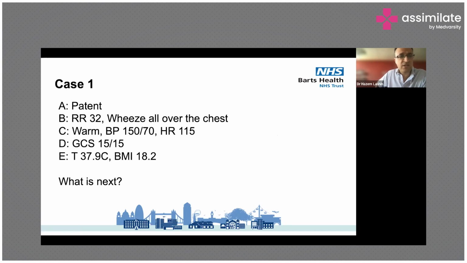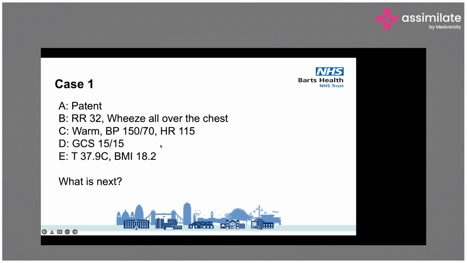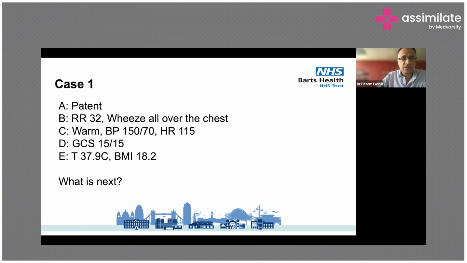C is for cardiovascular. The patient is warm. The blood pressure is 150 over 70 millimeters of mercury, heart rate 115 beats per minute. D is for disability. The patient's GCS is 15 out of 15. E is for exposure. Temperature is 37.9 degrees. The patient's BMI is 18.2.